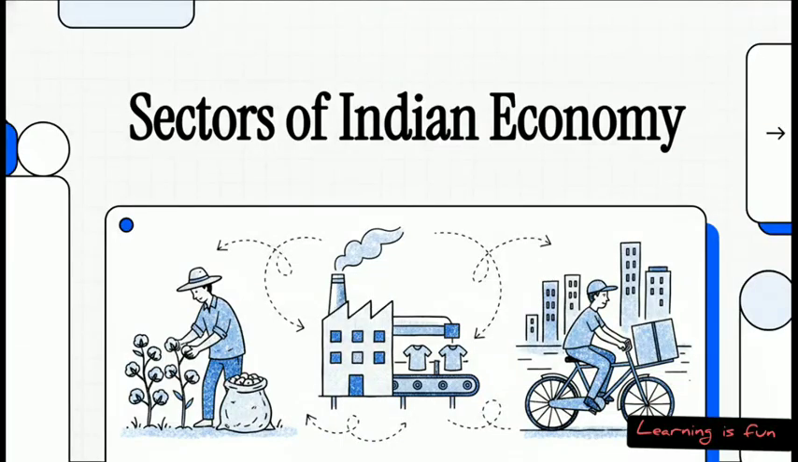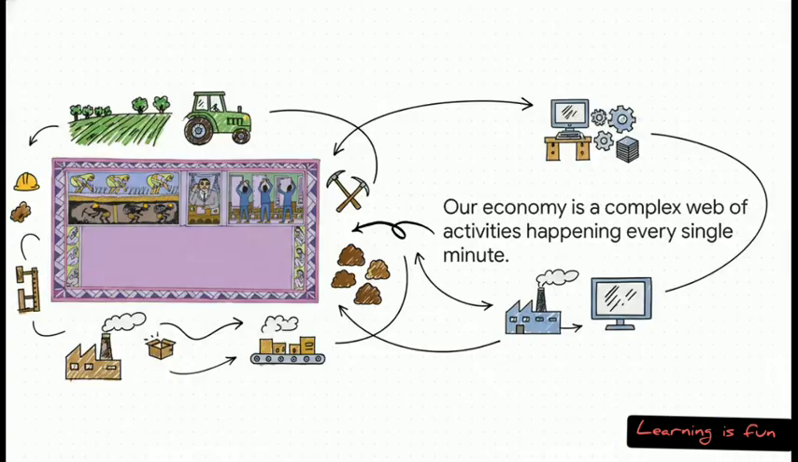Just for a second, stop and think about all the economic activity that's happening around us right now. From a farmer harvesting cotton, to a factory spinning it into a shirt, to the person who delivers that shirt right to your house. It's this huge, incredibly complex dance that never stops. Yeah, it's a giant web.